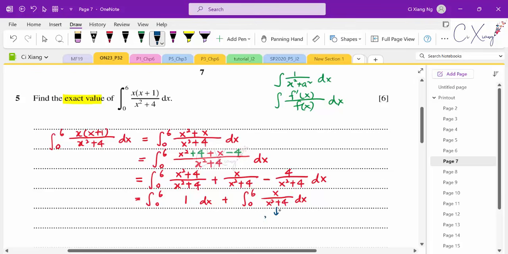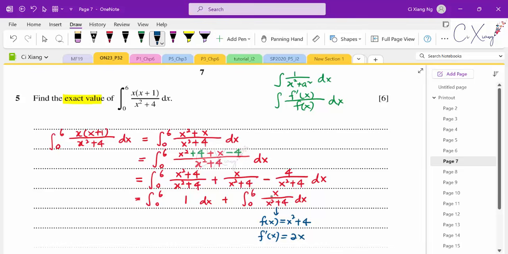I will let fx equal the denominator, so I have x squared plus 4. What's the f prime x for this one? If fx equals x squared plus 4, then f prime x equals 2x, which means that on the numerator, I want to have 2x. So I can multiply by 2, and to keep the expression balanced, outside I have to divide by 2.